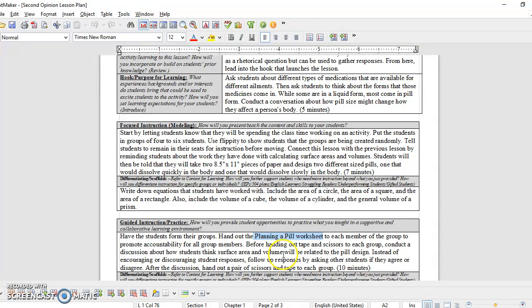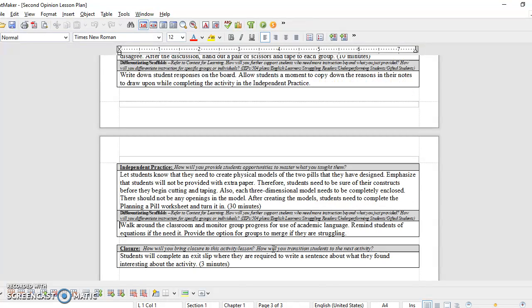Now, the first thing I'm going to do is have a discussion over the intro conversation, the first question on the worksheet. That way students can get a really good start to where they're going to be working. From here, students are going to be instructed to create physical models of two pills that they have designed.